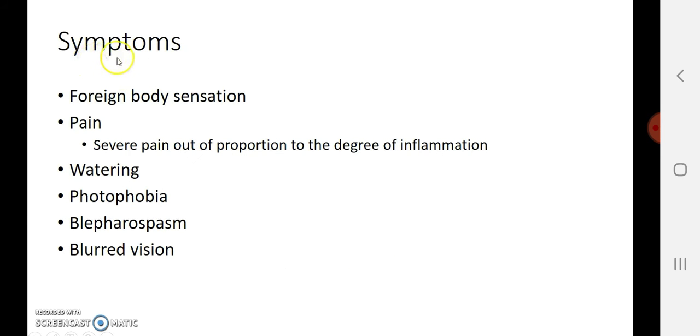Now let us see about the symptoms of Acanthamoeba keratitis. There will be foreign body sensation, there will be pain. The pain will be severe and it will be out of proportion to the degree of inflammation. There can be watering, photophobia, blepharospasm, and blurred vision.